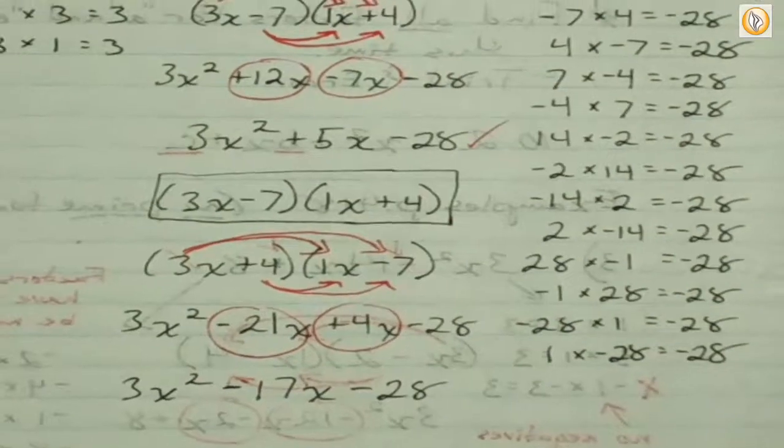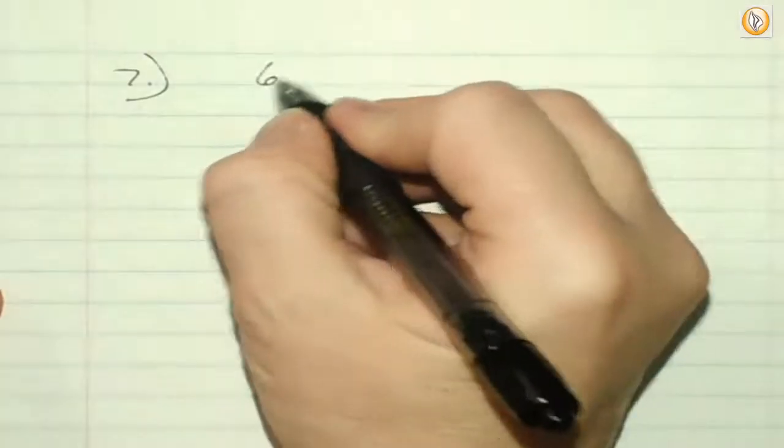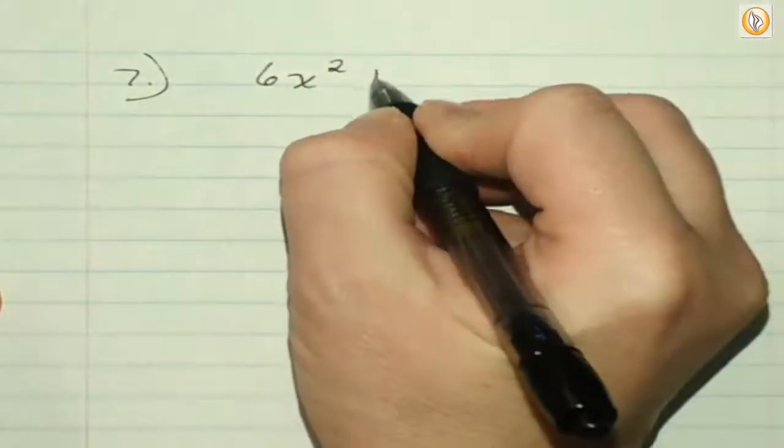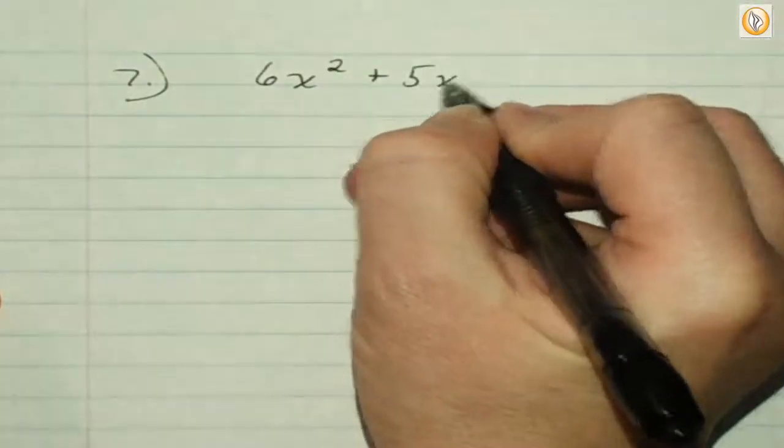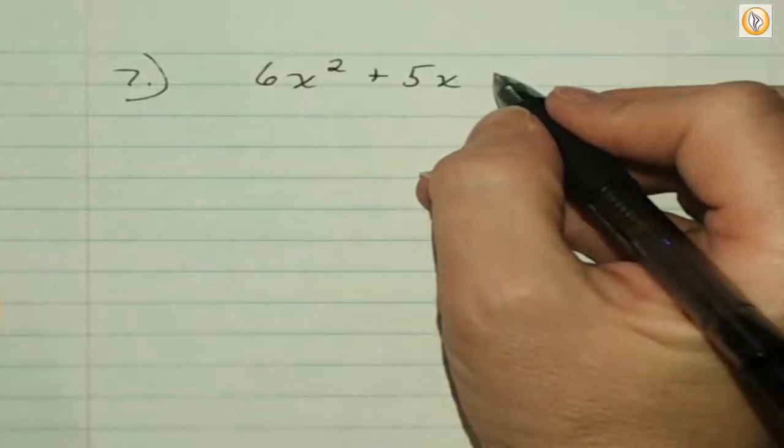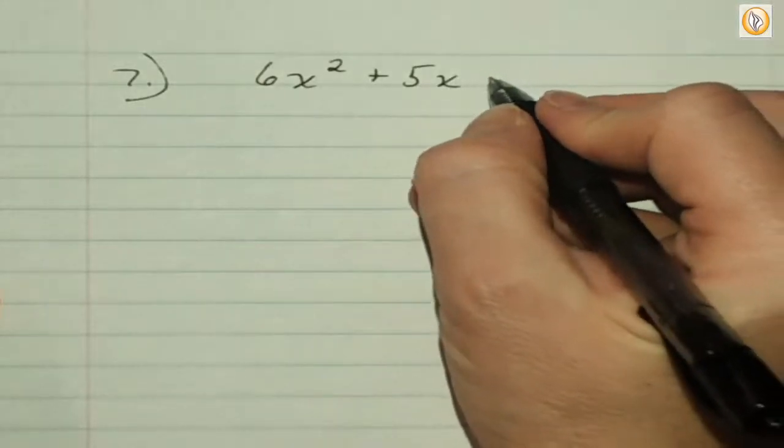Let's do another. And hopefully get this wrong. No, I'm actually glad that you are getting it right. You don't have to do as much. Okay, here's a good one. 6x squared plus 5x minus 4.